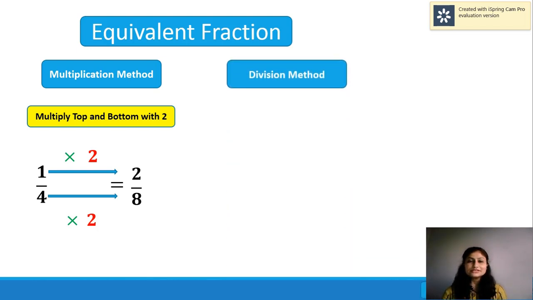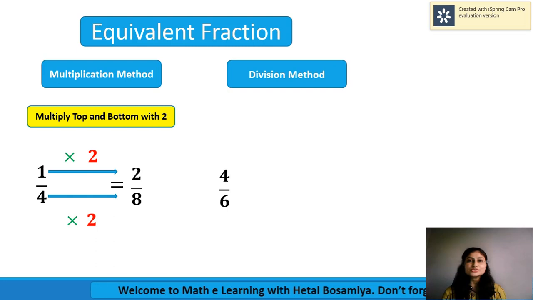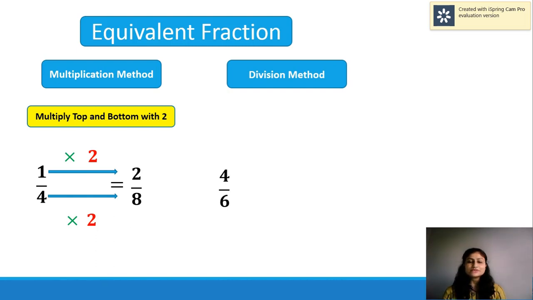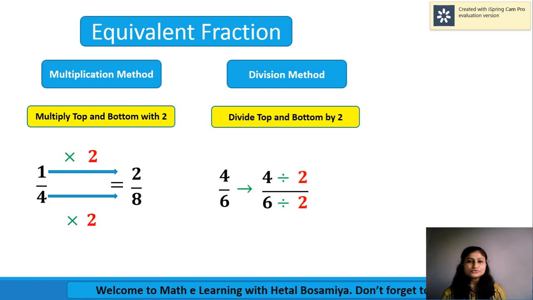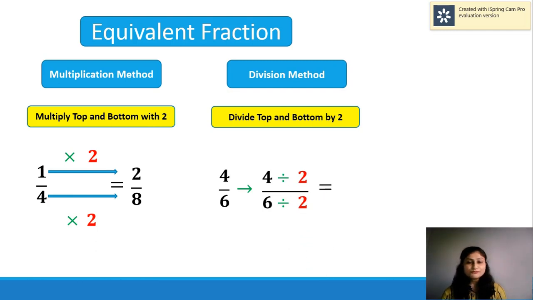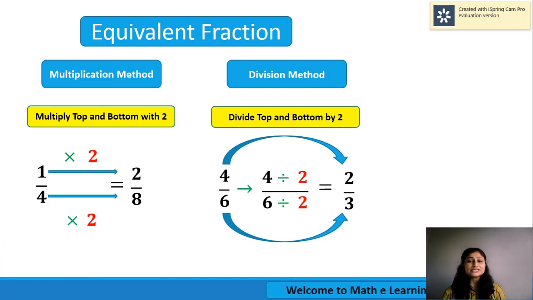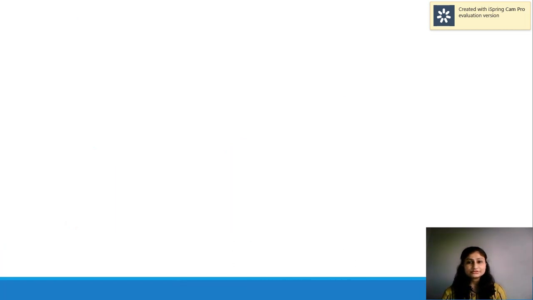Another method is the division method. We can also find equivalent fractions using the division method. Here one example is taken, 4 upon 6. We divide top and bottom by 2, and 4 divided by 2 is equal to 2 and 6 divided by 2 is equal to 3. So the answer is 2 upon 3.